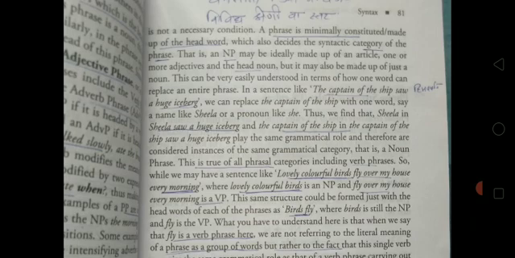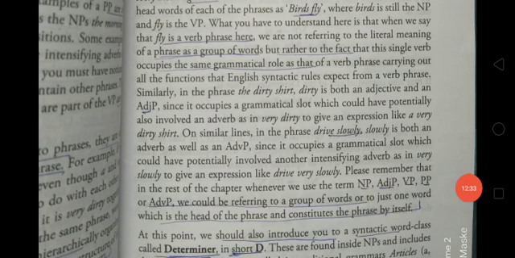This same structure could be formed just with the head words of each of the phrases: birds fly, where birds is still the NP and fly is the verb phrase. What you have to understand here is that when we say that fly is a verb phrase here, we are not referring to the literal meaning of a phrase as a group of words, but rather to the fact that this single verb occupies the same grammatical role as a verb phrase, carrying out all the functions that English syntactic rules expect from a verb phrase.